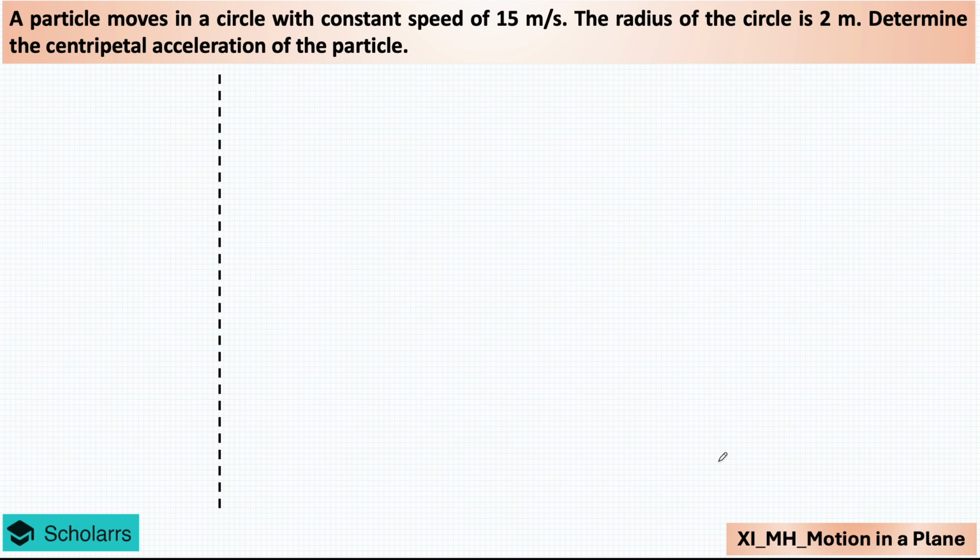Here they are saying a particle is moving in a circle with a constant speed. So again speed is given. Okay, so let's mention whatever the given values are. One, the speed is given, so v is equal to nothing but 15 meter per second. Second, the radius is given, 2 meter.